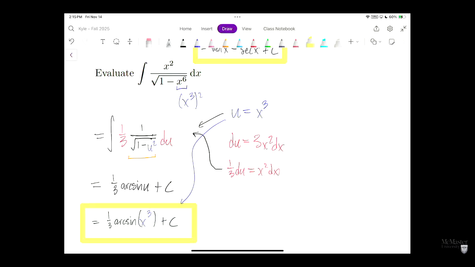Okay. Oh, yes, question. What happened to the x squared? Which x squared? Yeah, the x squared got substituted out. So, this is a good question. The x squared dx, you see this? That got substituted for 1/3 du.